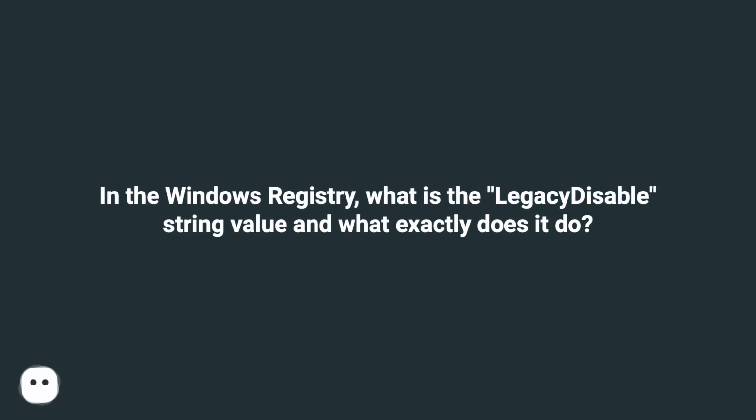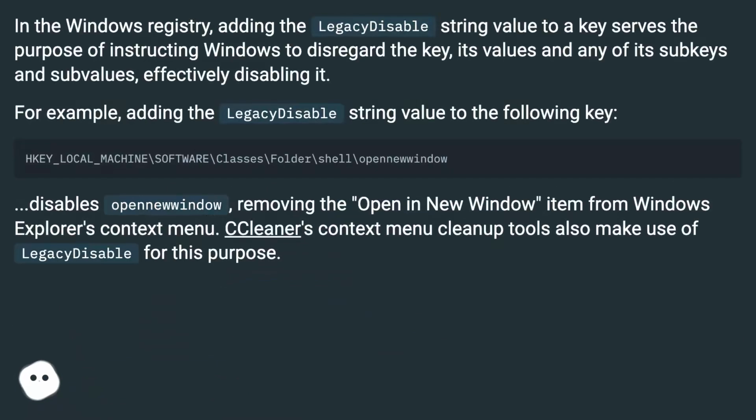In the Windows Registry, what is the LegacyDisable string value and what exactly does it do? In the Windows Registry, adding the LegacyDisable string value to a key serves the purpose of instructing Windows to disregard the key, its values and any of its subkeys and subvalues, effectively disabling it. For example, adding the LegacyDisable string value to the following key disables Open New Window, removing the Open in New Window item from Windows Explorer's context menu.